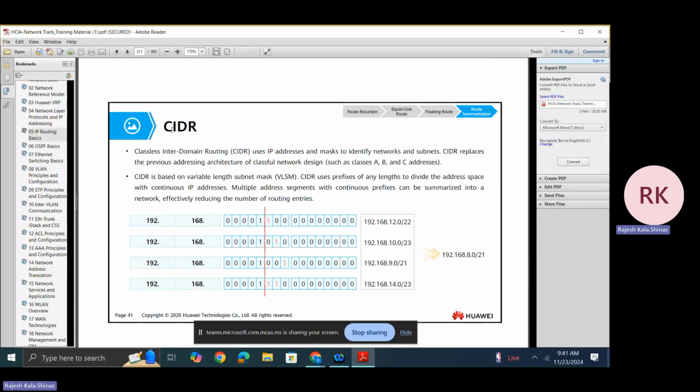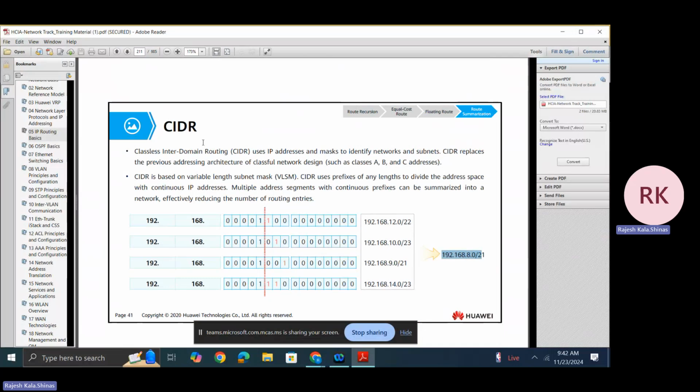CIDR means classless interdomain routing. That means every network can have a different subnet mask, not fixed to 24, 16, 8. That boundary is broken. So here this is /22, meaning the network is 22 bits. This is network /23. This is network /21. This is /23. What I want to do is summarize all these networks into one network with the same subnet mask. This is called route summarization.